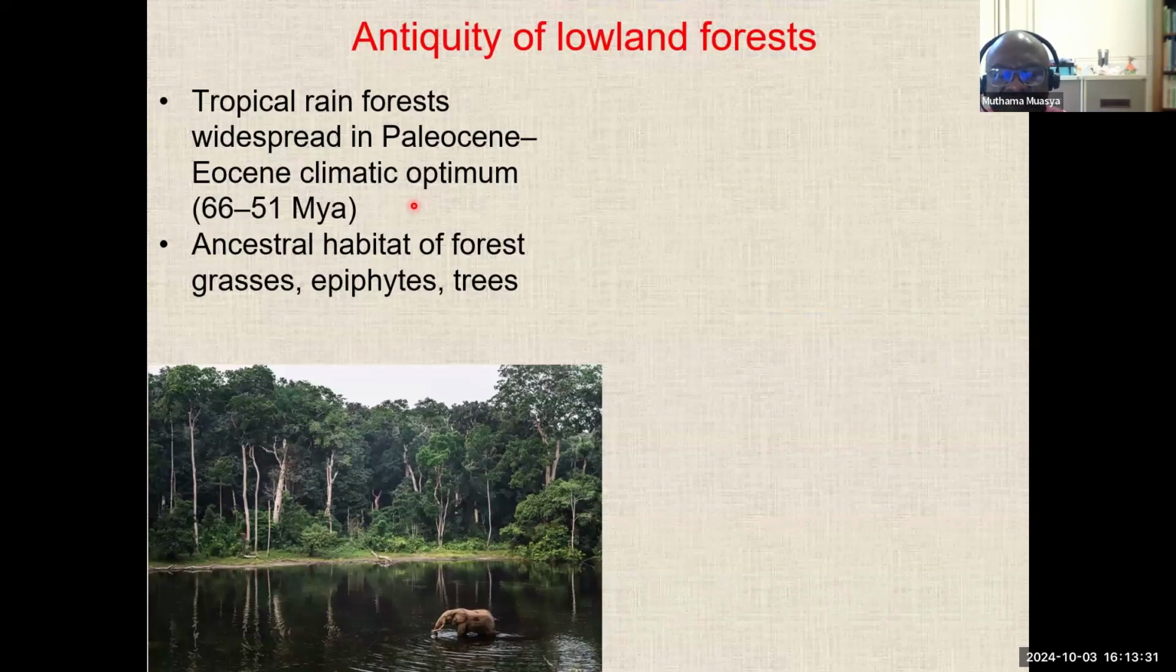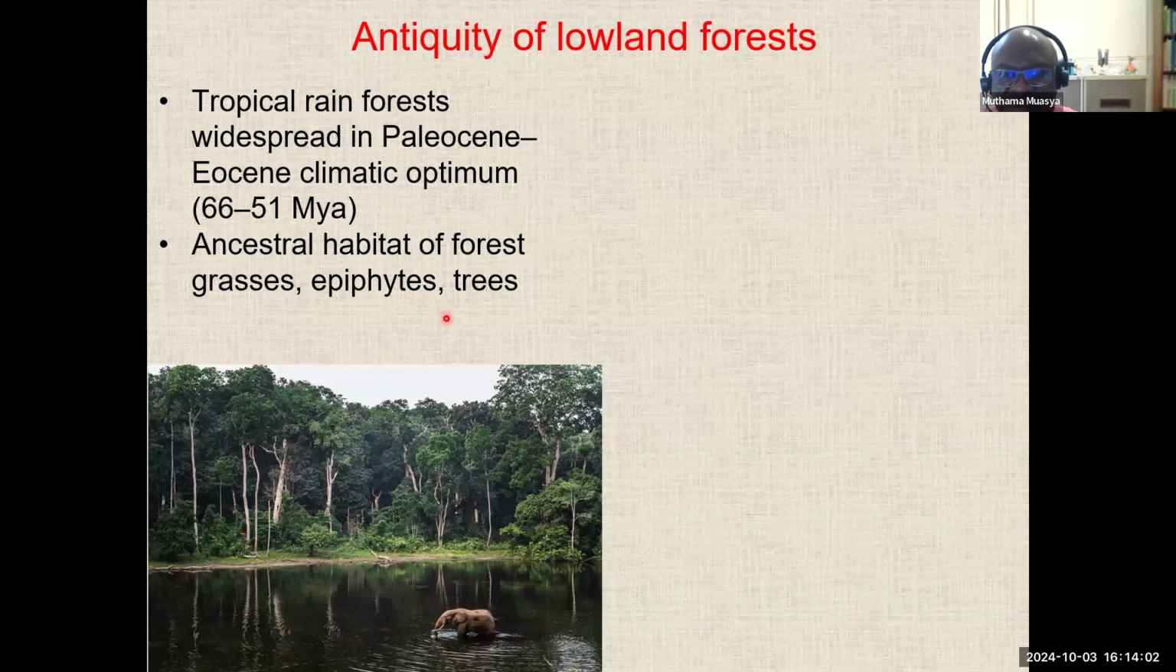Now, let's get into the meat of the talk today. The forests: we look at each of those vegetation types, their setting, the ecology and such. The forests go back to the Paleocene, with Africa being the ancestral habitat for important groups, including grasses. The ancestor of the Poaceae is reconstructed to have lived about 60 million years ago in African forest, diversifying out of the forest, but also importantly, epiphytes and tree species.